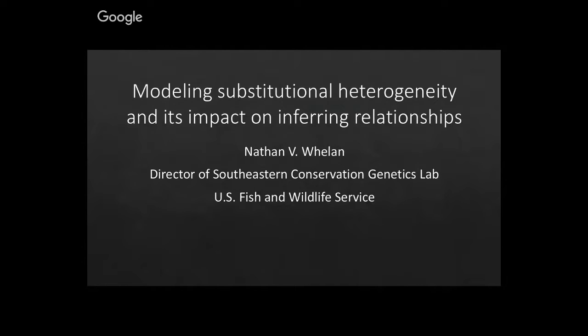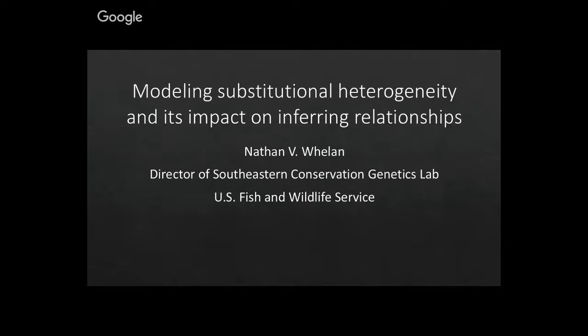So today what I'm going to be talking about is an alternative method for modeling or accounting for substitutional heterogeneity in phylogenetics rather than just site heterogeneous models. Perhaps you could see this as a defense of most phylogenies that have been inferred, considering that the vast majority of phylogenies, even model-based phylogenies that have been inferred, have not been done with site heterogeneous models.